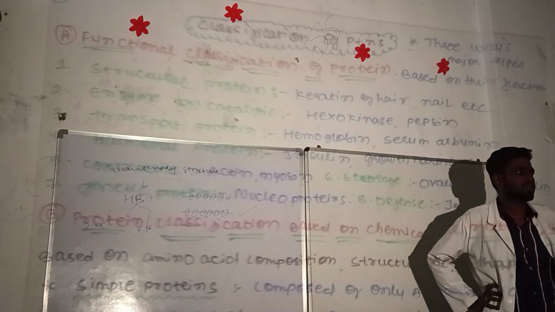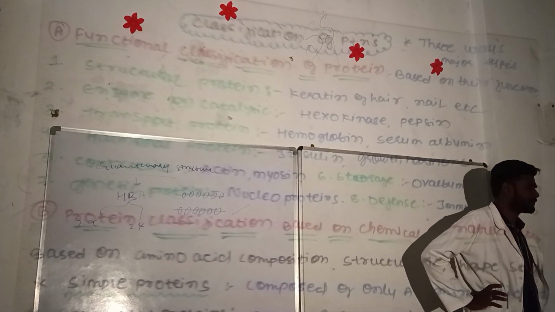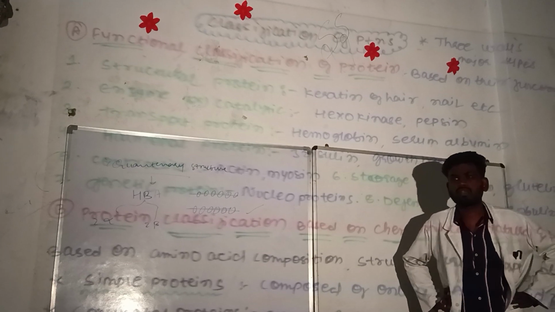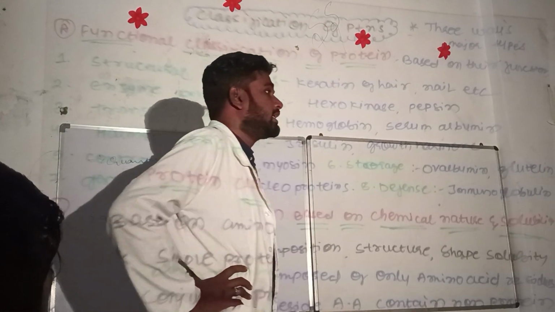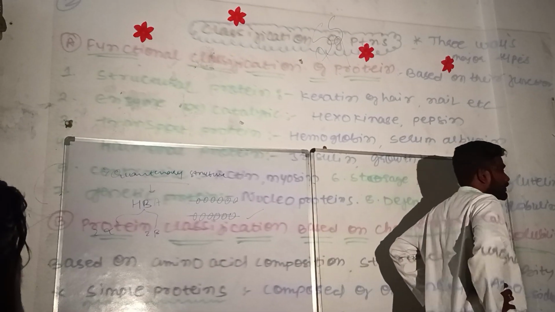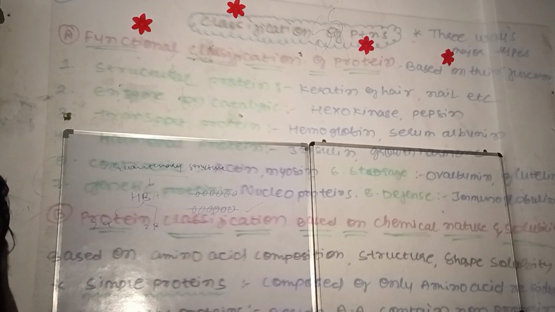catalytic. What do you mean by catalytic? What do you mean by catalase? Catalase is a material which will speed up the reaction. So the enzymatic and catalytic activity happens with the help of hexokinase, which is a protein in structure, and pepsin.